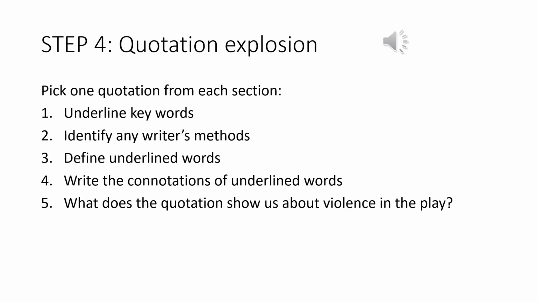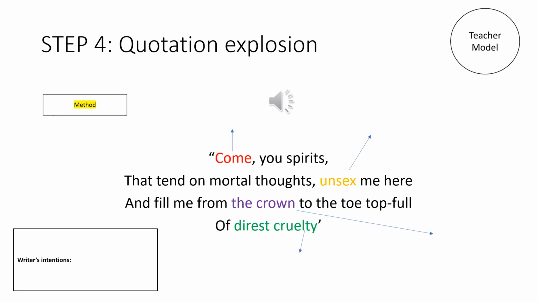So our next stage is to practice some language analysis with the quotation explosion. The key steps are outlined there, and we're going to do that on the next slide. So here we have our first quote for Lady Macbeth. "Come, you spirits that tend on mortal thoughts, unsex me here and fill me from the crown to the toe, top full of direst cruelty." So have a think about the individual connotations of each of the words highlighted and coloured. Also think about any methods used here by the writer, and also try and link that back to the writer's intention.